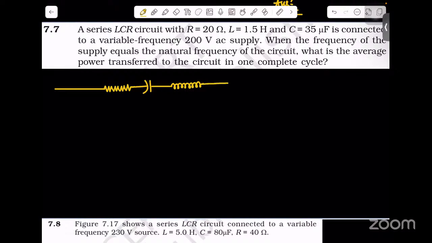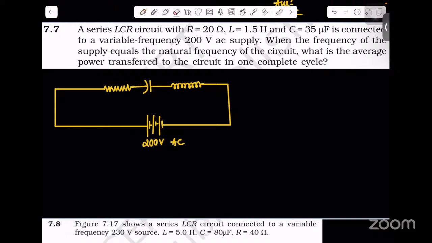This is the series LCR circuit, which is connected to a variable frequency 220 volt AC supply. Okay. So here is the circuit diagram. Okay. So this is 200 volts, sorry. It's a 200 volt AC supply. Now AC supply, we can denote it like this also. Okay.